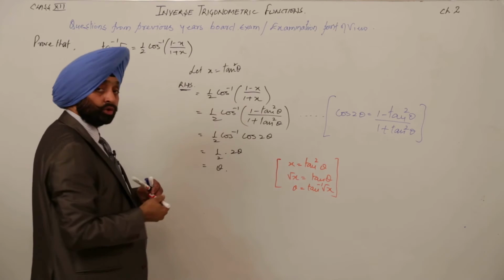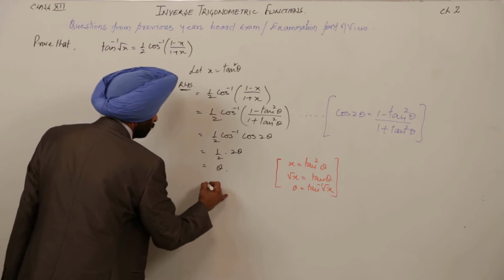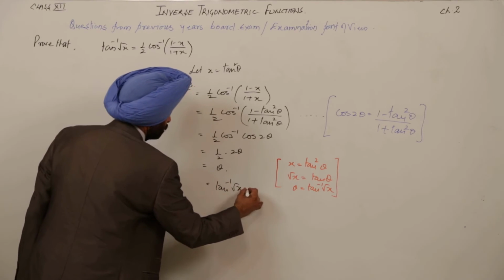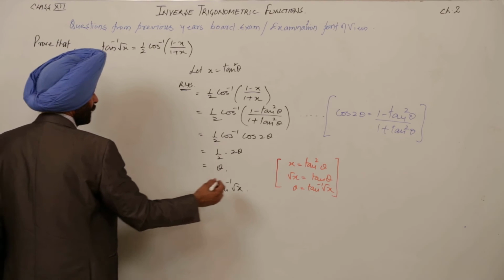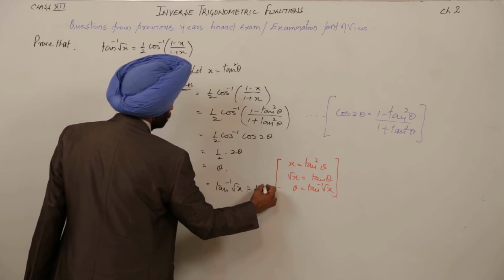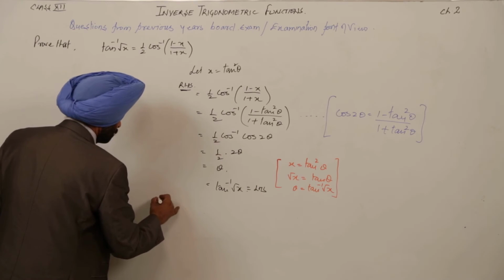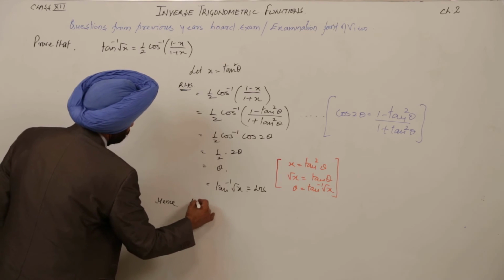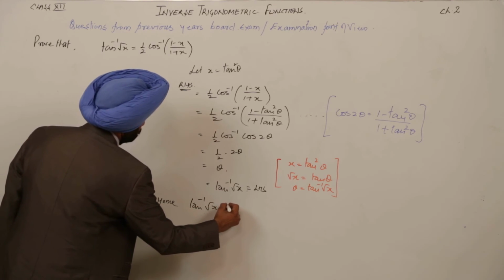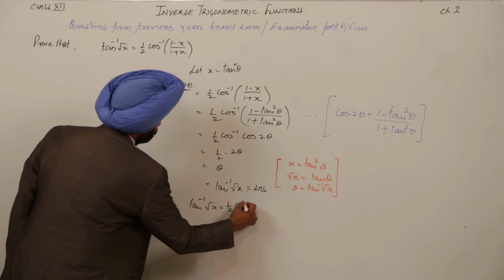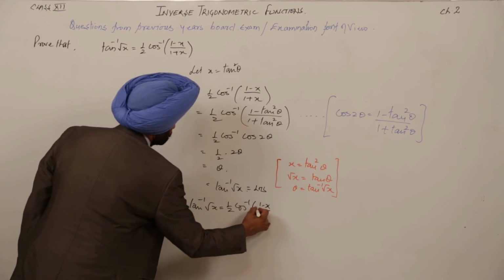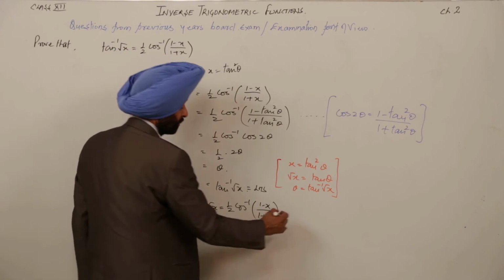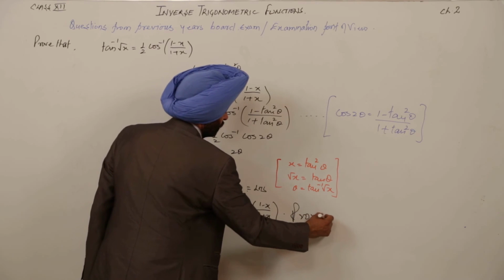Okay, so our question becomes tan inverse root x. So we have proved, and this is equal to the left hand side. Hence, you can write, tan inverse under root x is equal to 1 by 2 cos inverse (1 minus x) upon (1 plus x). This is proved. Hence proved.